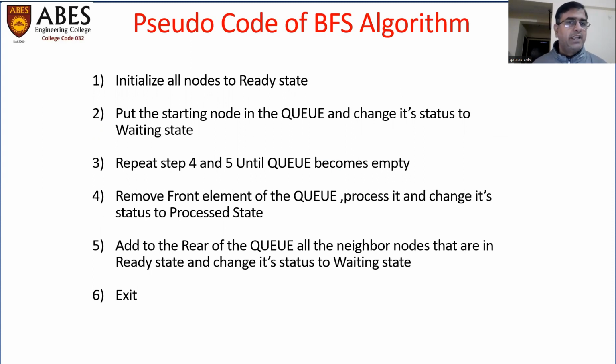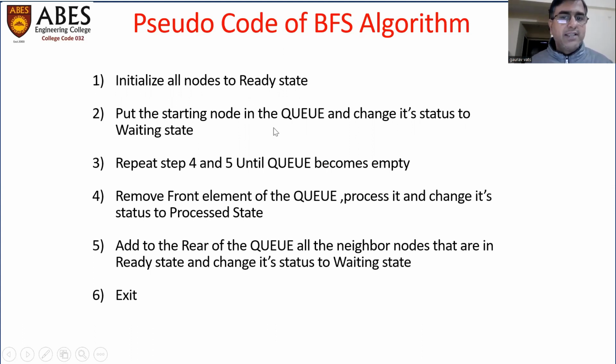What it says: initialize all the nodes to ready state. That means whatever vertices are given, initialize them to the ready state. Here in the pseudocode, you can see that there are three states: the ready state, the second one is the waiting state, and the third one is the process state. Processing is the same as accessing. So first of all, initialize all the nodes to some state that is called ready state.